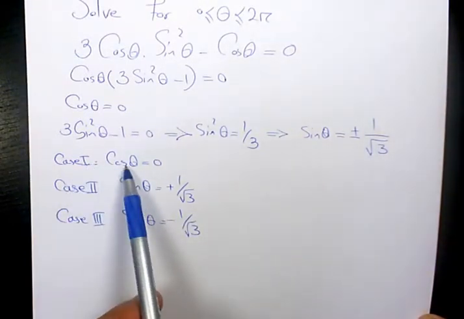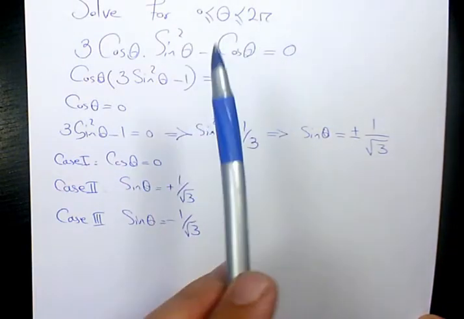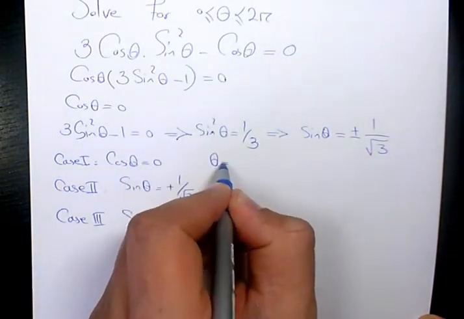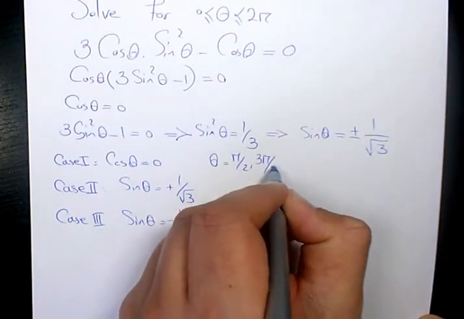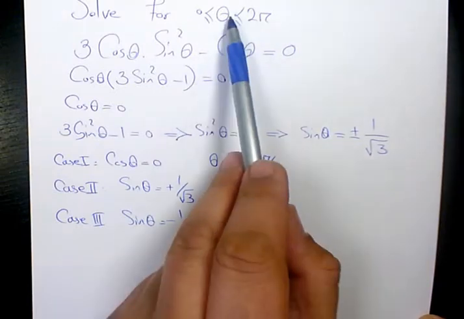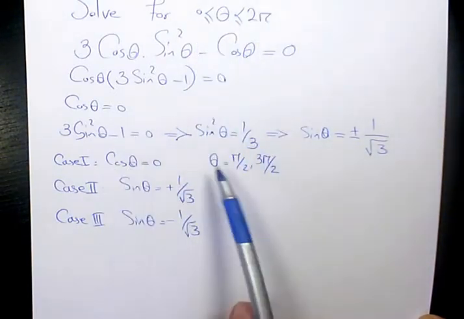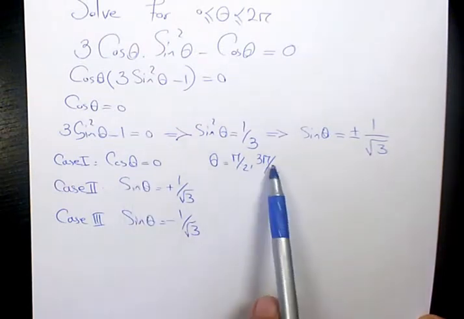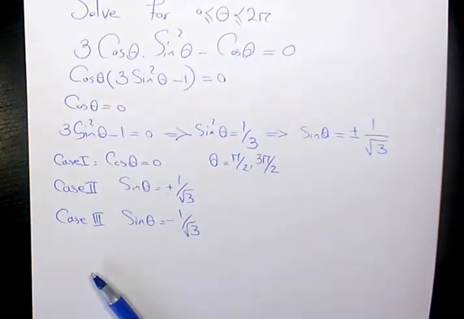So case 1 is easy. Cosine theta is 0 and theta is changing from 0 to 2 pi. It means that theta must be pi over 2 and 3 pi over 2. Why? Because we know from 0 to 2 pi, cosine pi over 2 and cosine 3 pi over 2 is 0.